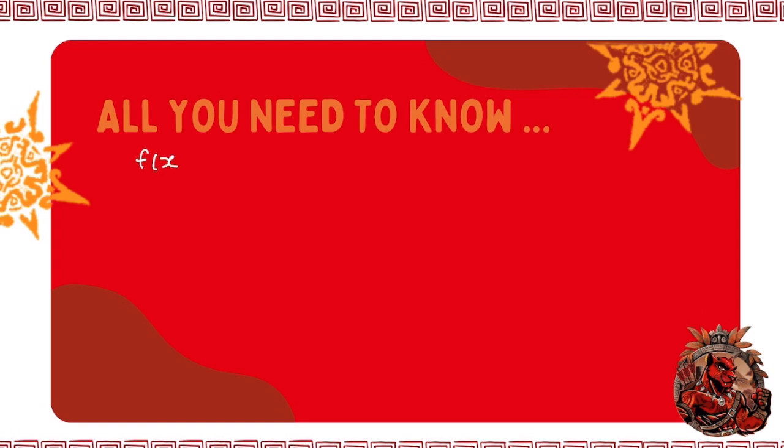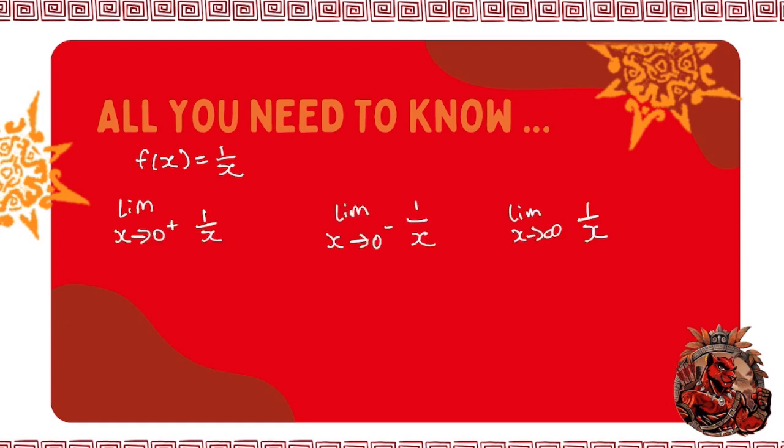Let's consider f(x) equals 1 over x. We're going to compare the behavior of the function as we approach different limits. First of all, we're going to see what happens as x approaches 0 from the right side, 0 from the left side, and then last, as x heads towards infinity. First, let's examine what happens to 1 over x as x approaches 0 from the right side, meaning from the positive values of x.